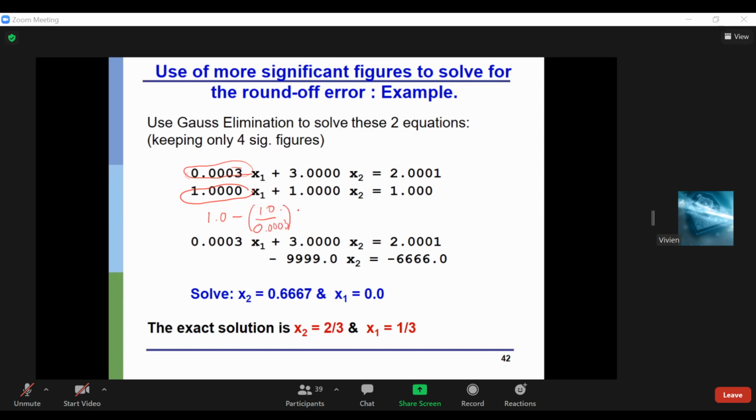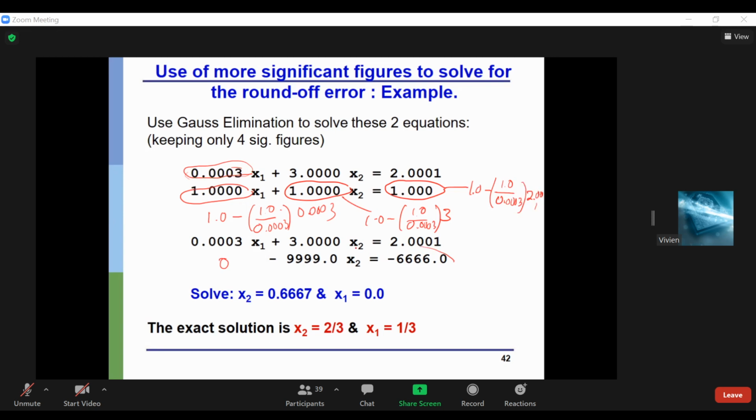So when we subtract with the first row, that will be 1.0 divided by 0.0003 times 0.0003, so that will be 0. And again, we do the same for the second element, so that will be 1 minus 1 divided by 0.0003 multiplied by 3. So the result will be minus 1,199. And also for the right hand side, we do the same. So that will be 1 minus 1 divided by 0.0003 multiplied by 20001. Okay, so that will be this result.